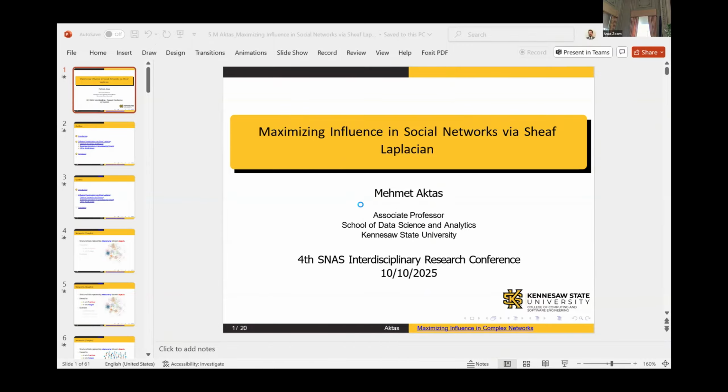So there's an example here. This is a randomly generated graph, and then colors are showing support of a specific topic.